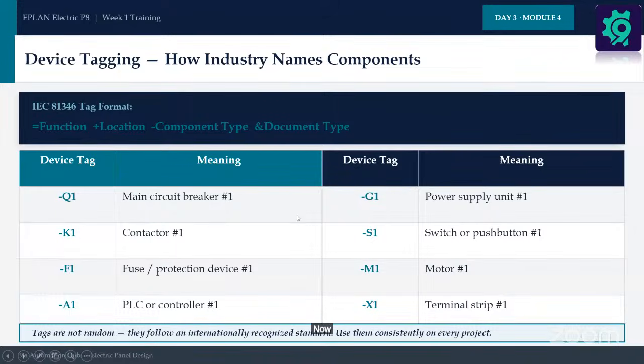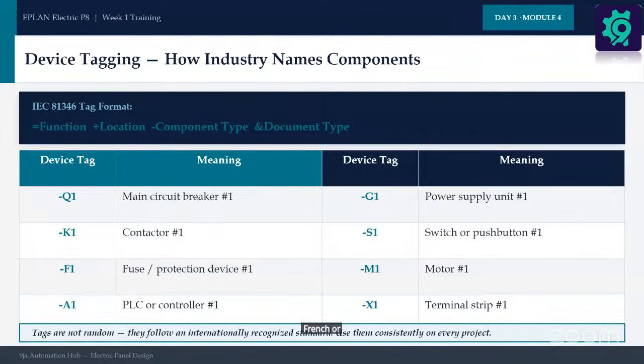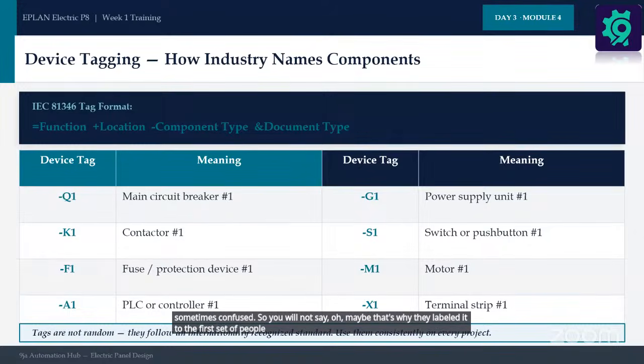Now, another very important one, KM, contactor, specifically motor contactor. If you see KM and somebody tells you motor contactor, you'll be like, oh, M, motor, K, contactor. Maybe it's gotten from the Latin word, the Latin word of contactor starts with K, and that's why they named it contactor. French can use K for the word contactor, and English will use C. So you might say, maybe the first set of people who used K, that's why they gave it K.